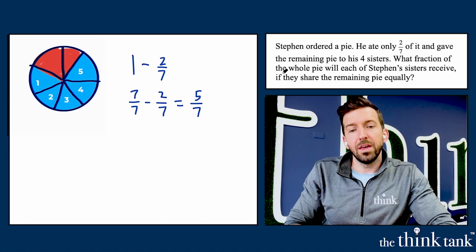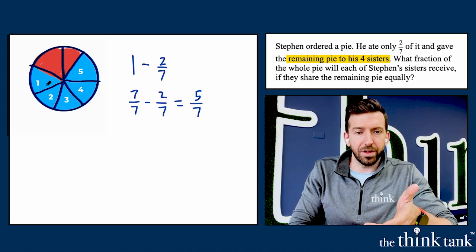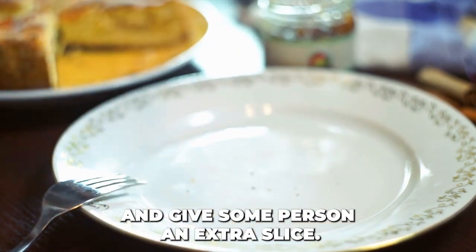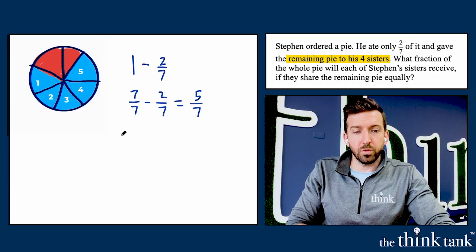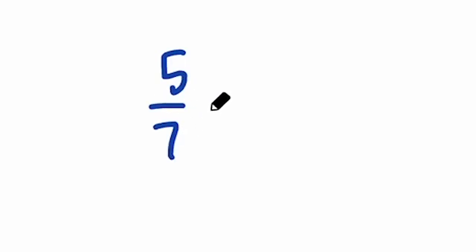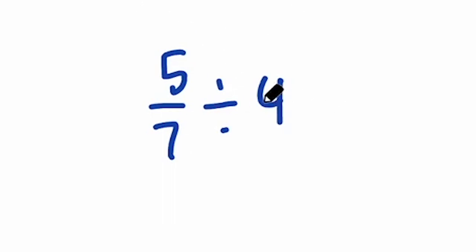Okay, so then what? Well, we're going to divide those equally amongst his 4 sisters. We can't obviously give each 1 slice and then give some person an extra slice. That wouldn't be equal. So how do we do that? Well, in math terms, what we're saying is we're going to do 5/7, and we're going to divide that by 4. So another fraction operation here is what we've got to do. 5/7 divided by 4. Well, how do we do that?